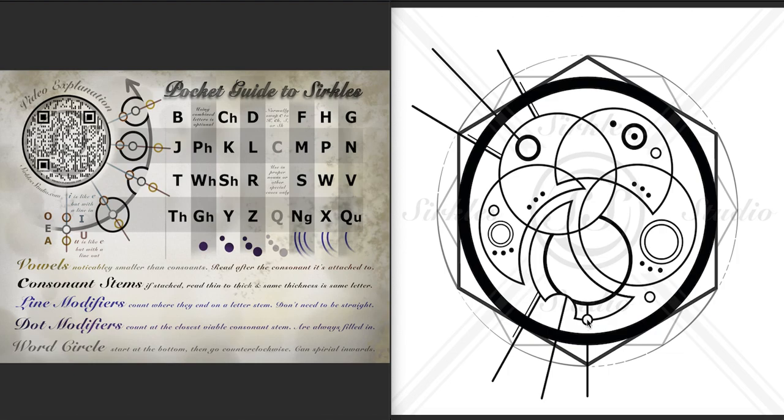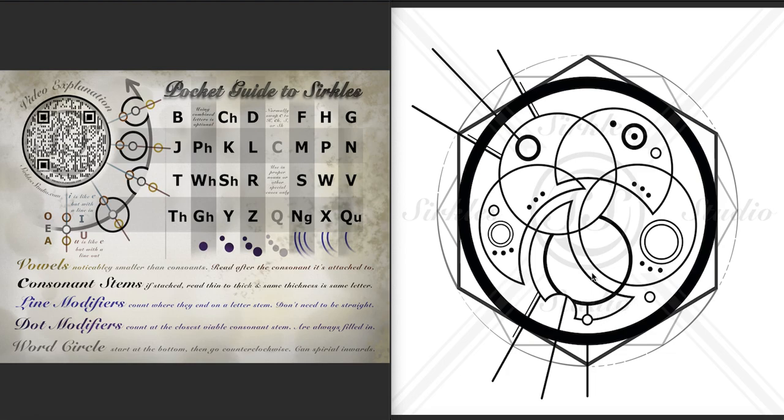Little circles are vowels, and here's our little key to the vowels: A, E, I, O, and U. And this vowel is right on the line of the word circle, so it's in this position. And it has a line going inwards, making it the letter I. So I is like E, but with a line in. So that blue line makes this into an I. So I is our first letter.